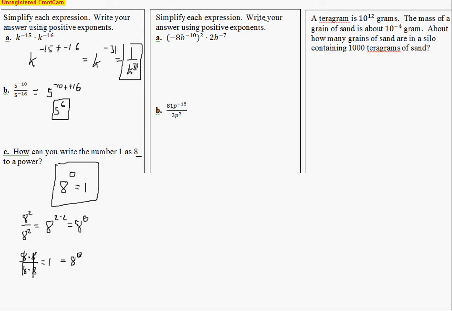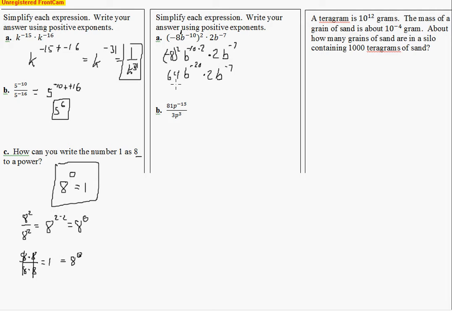Take a look at the next one. It says, simplify each expression. Write your answer using positive exponents. So I've got each of these parts I need to bring to the second power. So the negative 8 needs to be brought to the second power, so it's going to be negative 8 squared. It's in parentheses, so it's really negative 8 times negative 8 there. And then I have b to the negative 10th squared, times 2b to the negative 7th. So I'll multiply out these negative 8s, and that makes 64. And so I have b to the negative 20th times 2b to the negative 7th.